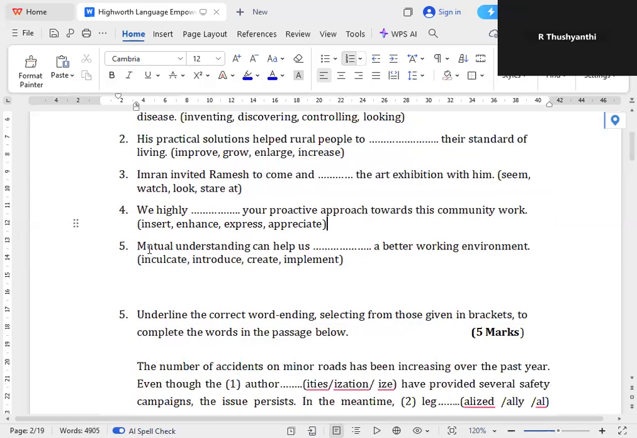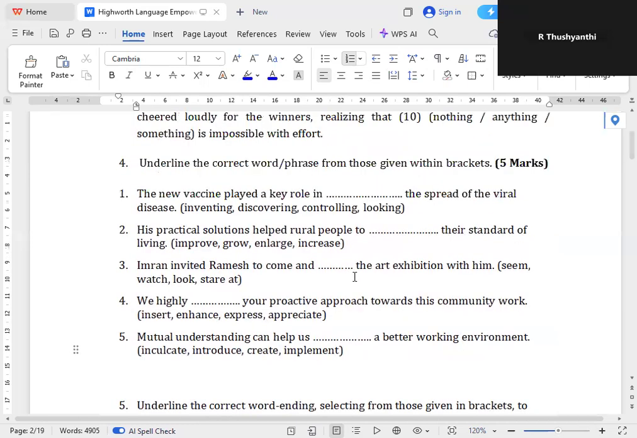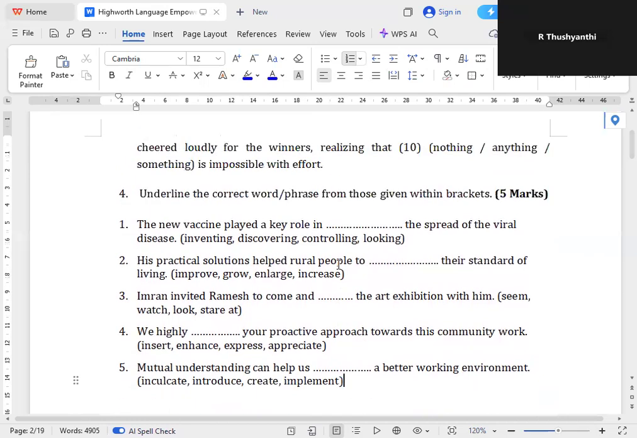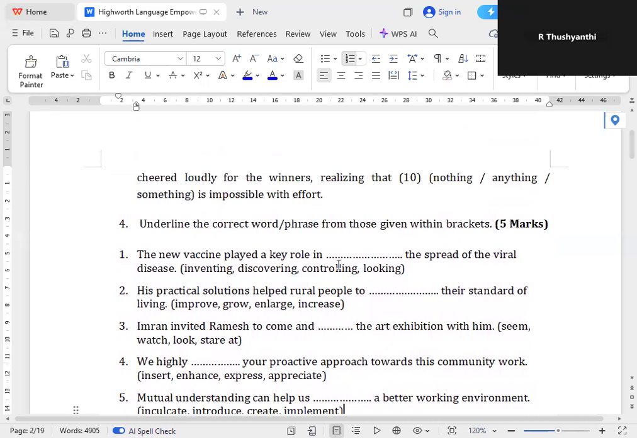Number 5: mutual understanding can help us a better working environment. The words given are inculcate, introduce, create, and implement. So mutual understanding can help us create a better working environment. So it's all about collocation. Some words go with certain words. That's what we learned from this. If you have done this one correctly, you can score 5 marks.